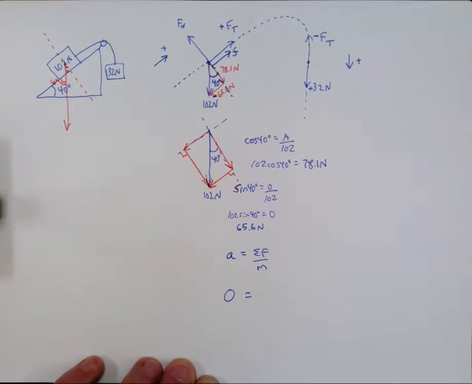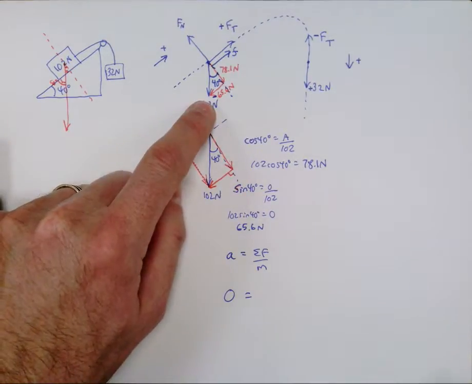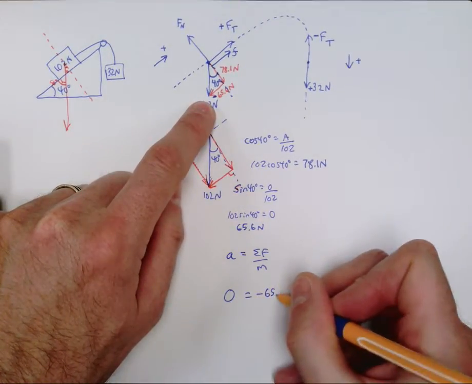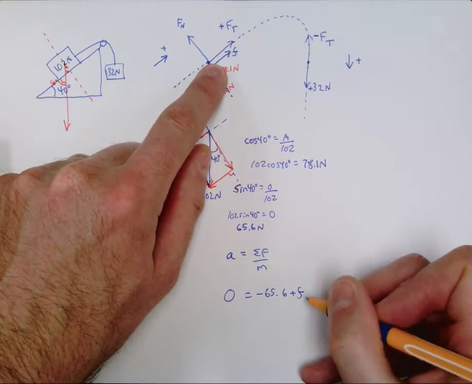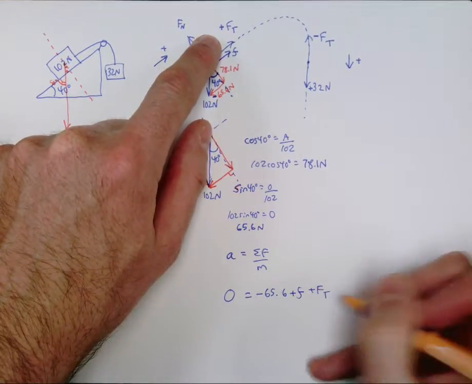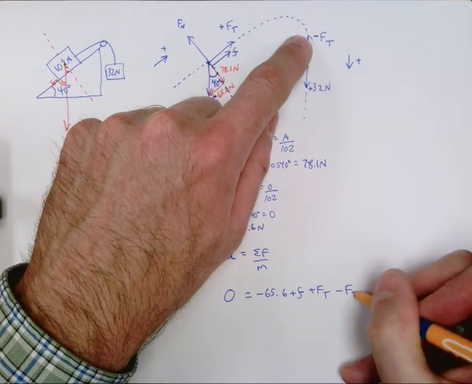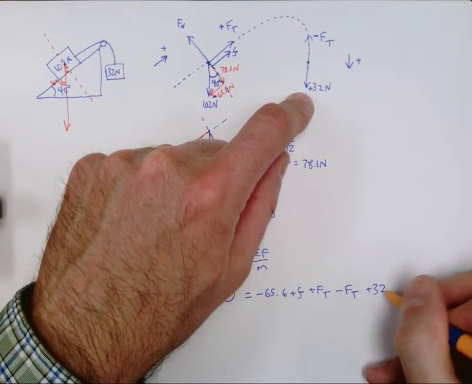Let's add up the forces in the picture. These are the forces parallel to the string. So negative 65.6, positive friction, which we don't know, positive tension, which we don't know, negative tension, and positive 32.